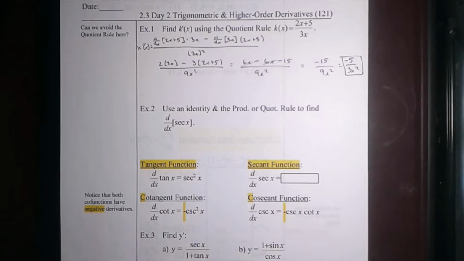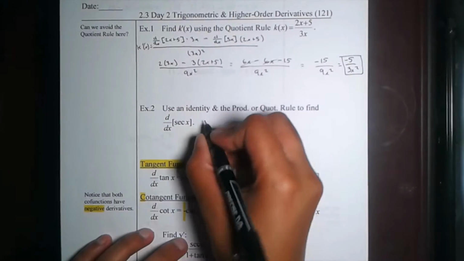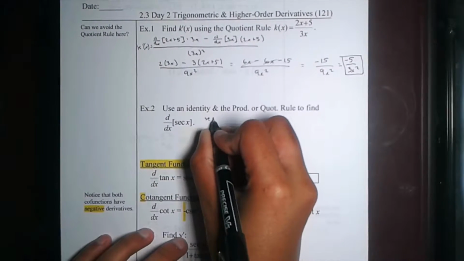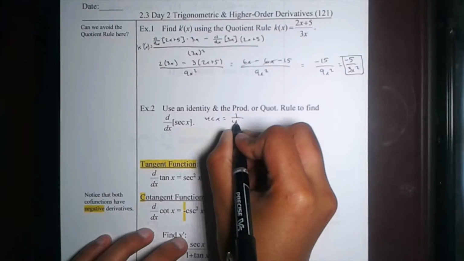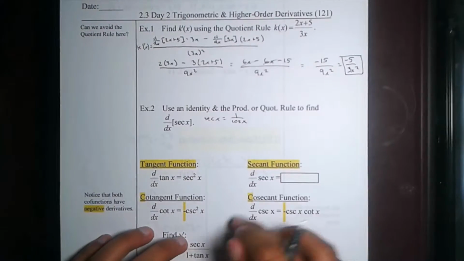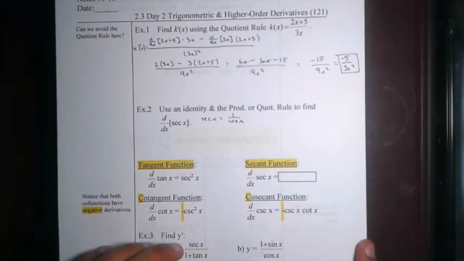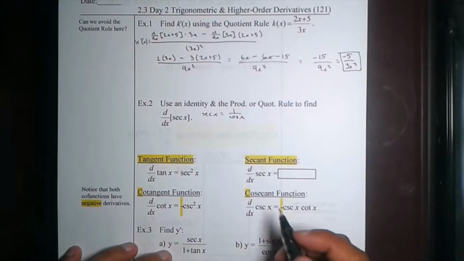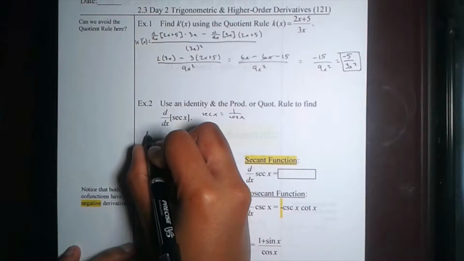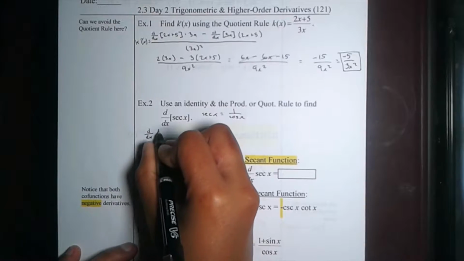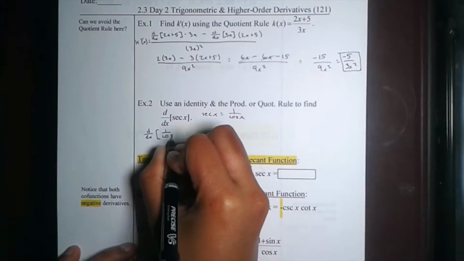So the next thing you have to do is find the derivative of secant x using an identity and the product rule or quotient rule. So secant x is really 1 over cosine x. So you're really finding the derivative for that. So that's your identity. So the derivative of 1 over cosine x.